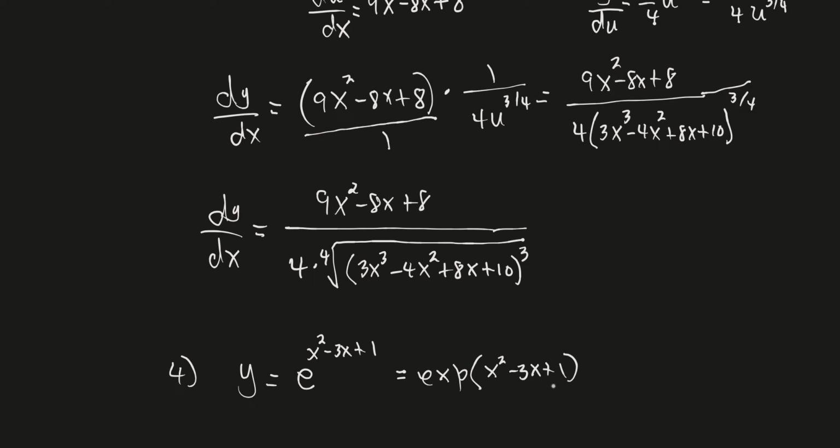Again, if I ask you to evaluate this, you'd have to figure out what number is in the exponent first before you do the e, right? You can't do the e until you've figured out what x squared minus 3x plus 1 is. If I give you x equals 2, you have to figure out that part first before you do e raised to that particular power.